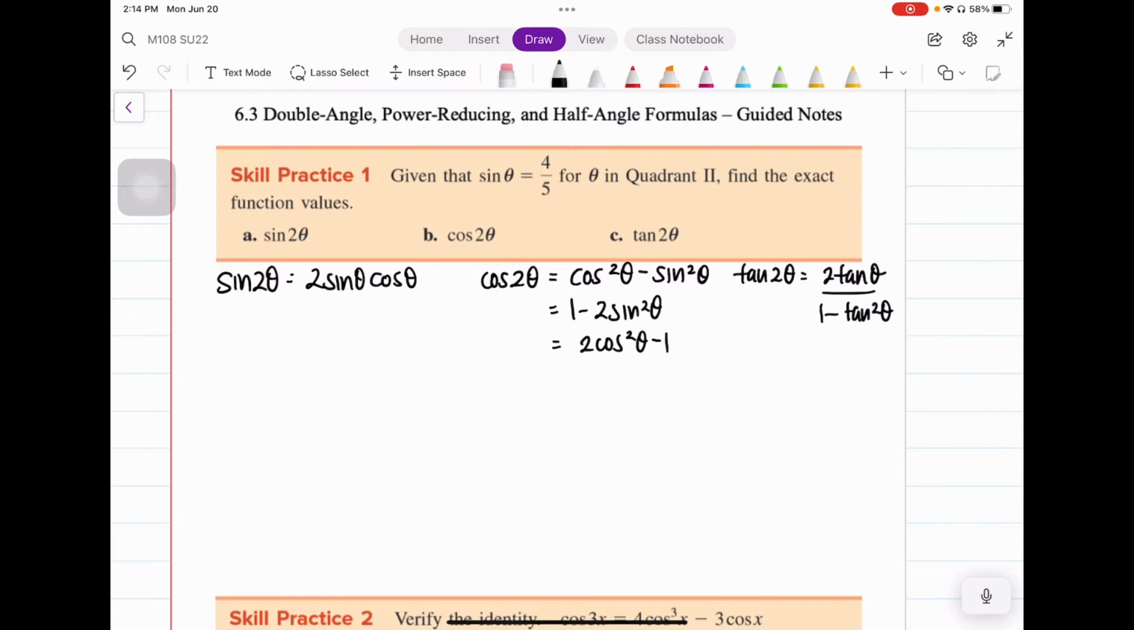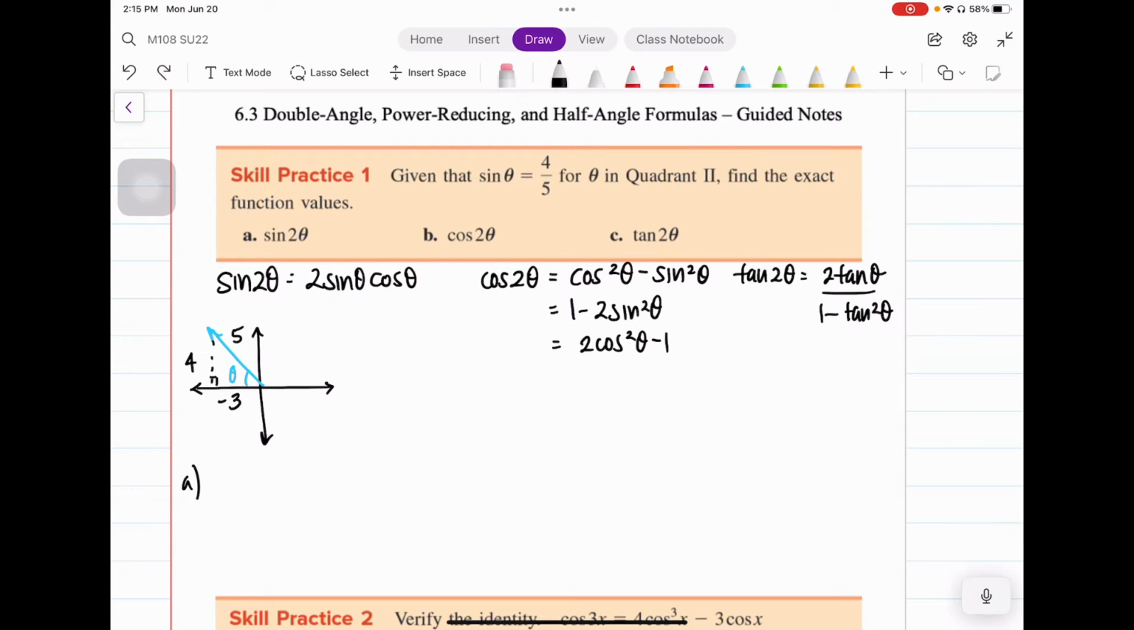We are going to draw out this angle in the second quadrant and find the pieces that we need so we can calculate sine, cosine, and tangent in order to be able to apply these formulas. If the sine is 4/5, that means that the y value is 4, the hypotenuse is 5, and the adjacent is 3. It's a 3, 4, 5 triangle. Feel free to verify that. But our x is negative because we are in the second quadrant. Now we can calculate sine, cosine, and tangent.